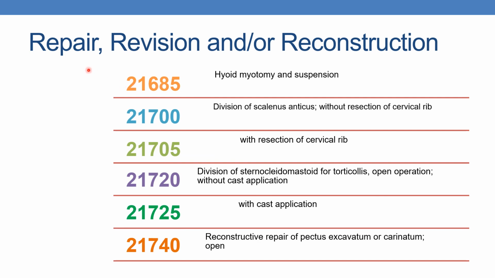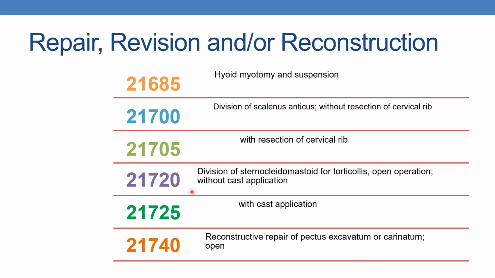Now coming to the CPTs of repair, revision and reconstruction. The next is 21685, hyoid myotomy and suspension. Next CPT is 21700, division of scalenus anticus without resection of cervical rib. Next is 21705, division of scalenus anticus with resection of cervical rib.